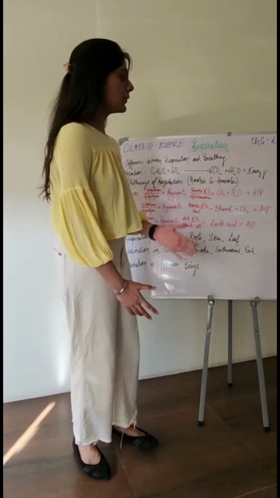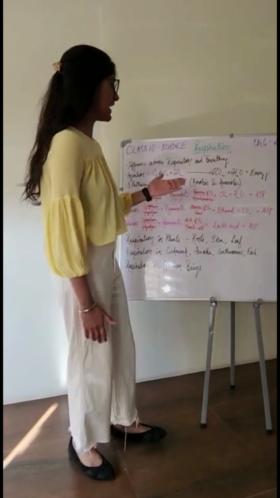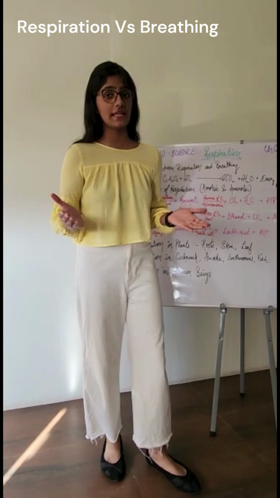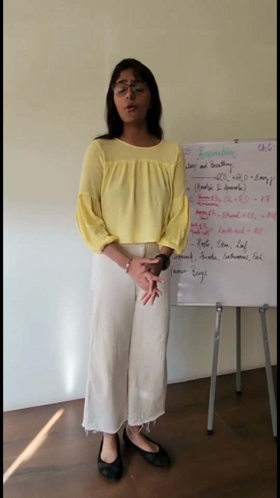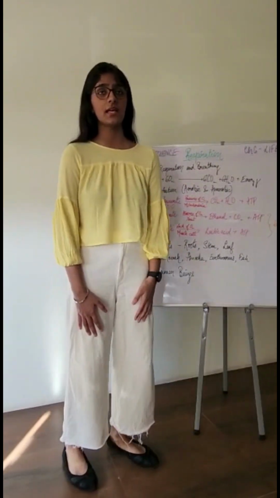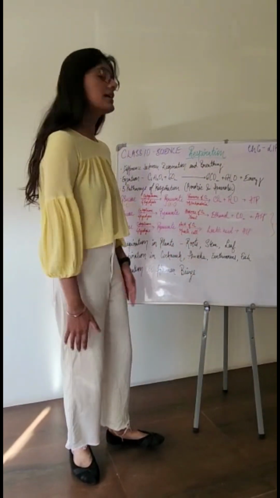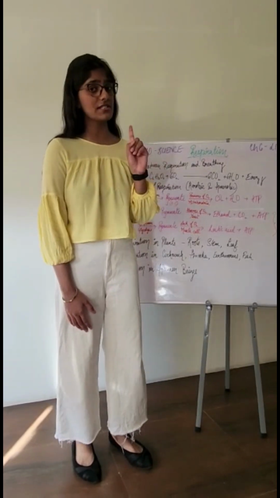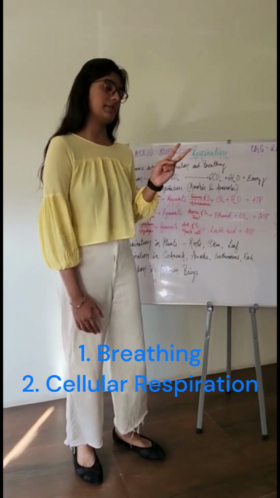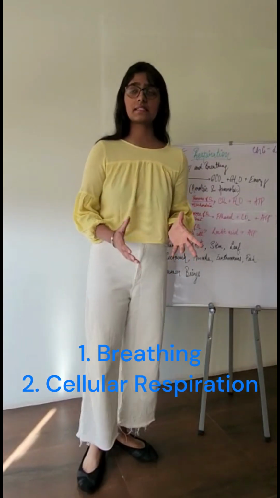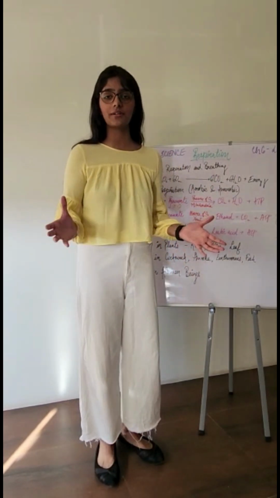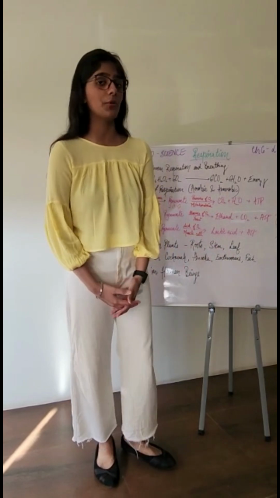Before we begin, we have to know the difference between respiration and breathing. What is breathing? It is inhaling of oxygen and exhaling of carbon dioxide, what we all are doing right now. But respiration is a rather complex process because it involves more steps. The two major steps are, first, breathing. Breathing comes under respiration, and second is cellular respiration. This implies the breakdown of food to produce energy in our cells. Energy for what we are doing right now. That is the main fuel of our body.